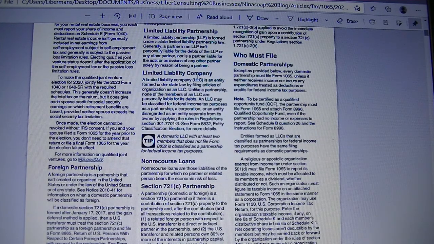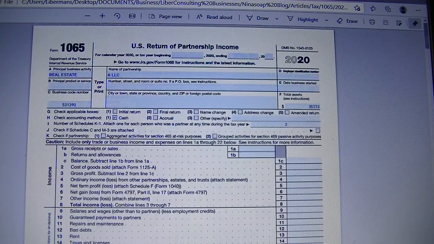Limited liability company, if that's an LLC you have, you can read about it. A limited liability company is an entity formed under state law by filing articles of organization as an LLC. An LLC may be classified for federal income tax purposes as a partnership. I thought they would say more about how to classify the partners. But let's get started.